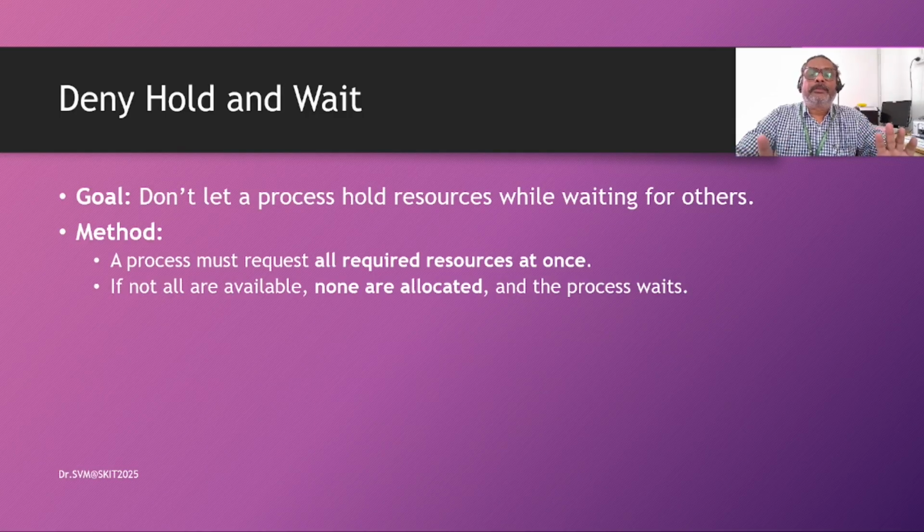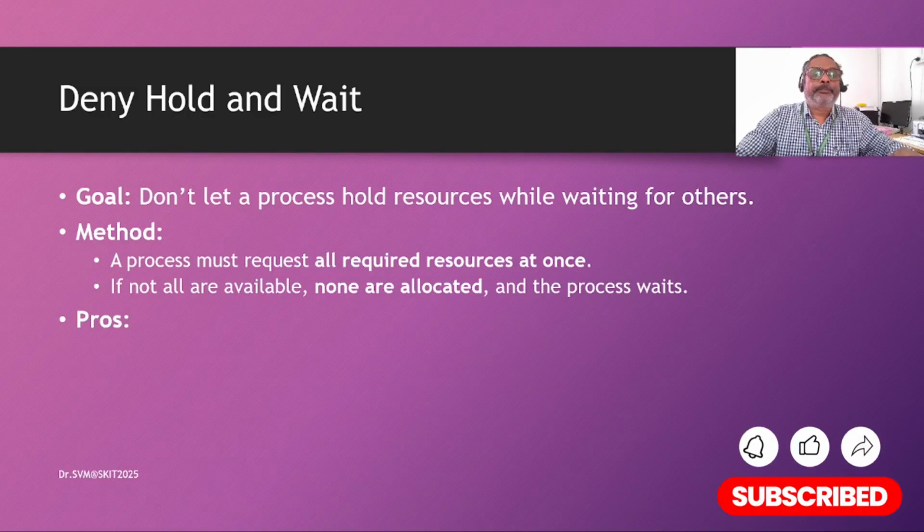If even one is not available, then none of the resources are allotted, and hence that process has to wait. So the process which could not get all the resources required keeps waiting, but definitely not with some resources acquired and waiting for some other thing. Such a situation does not occur, and that way we can ensure that there won't be any deadlock situation.